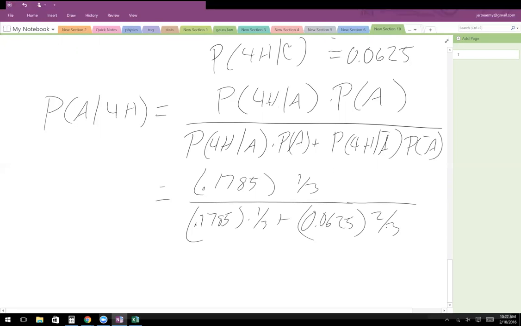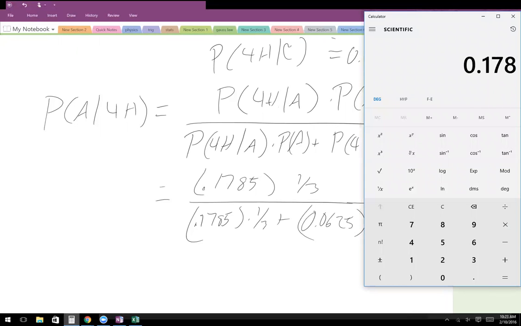So let's grab the calculator again. 0.1785 divided by 3. That's my top. 0.0595, so divided by parentheses 0.0595 plus 0.0625 times 2 divided by 3. If I did that right, 0.588.